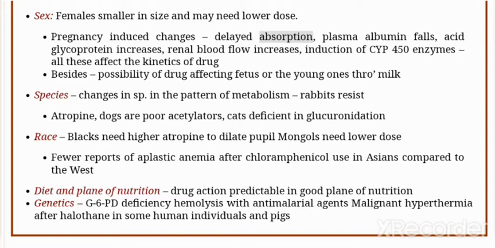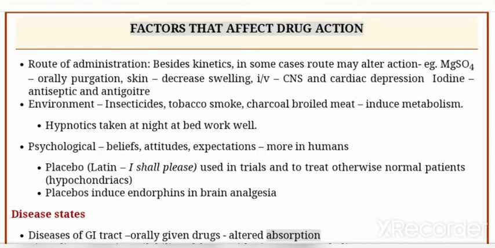Sex or gender is also an important factor to be considered. Females of any species are generally smaller in size and may need a lower dose. In the female, pregnancy-induced changes such as delayed absorption, fall of plasma albumin, increase in acid glycoprotein, increase in renal blood flow, and induction of cytochrome P450 enzymes all modulate the pharmacokinetics of a drug. Besides, in lactating animals and in pregnant animals, the possibility of drug affecting the young ones or the fetus ought to be considered.